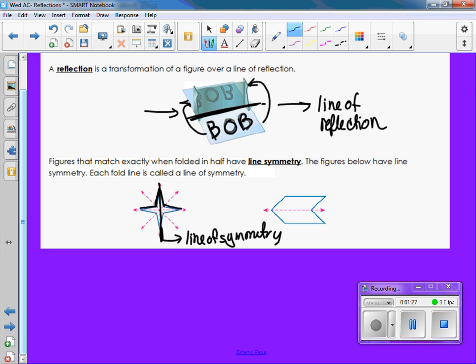So this one has multiple. It has 1 here, 2, 3, and 4. So it has 4 lines of symmetry. This particular figure, though, can only be folded in half over this line. So it's got 1.